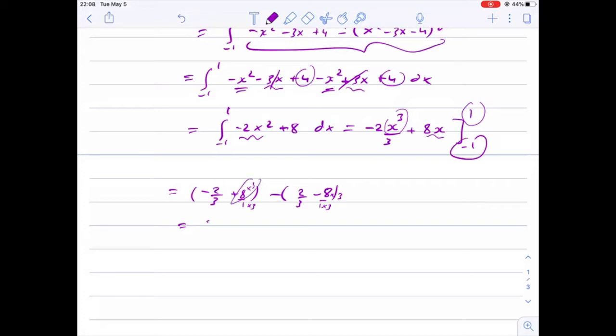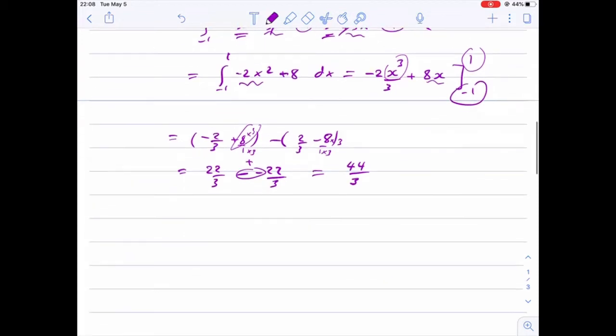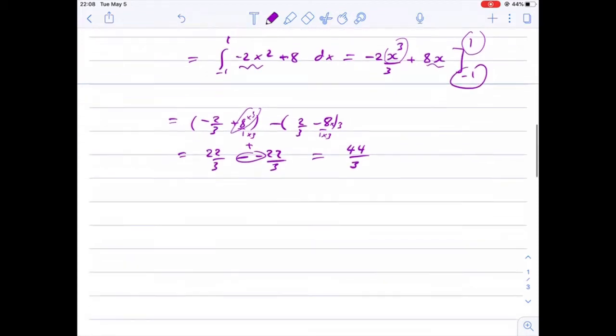So we have 24 minus 2, 22 over 3, minus, and here we have 2 minus 24, which is -22 over 3. Negative becomes positive, so the area is 44 over 3 units, or units squared.